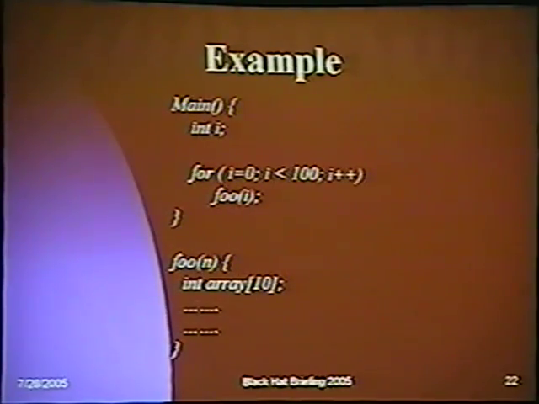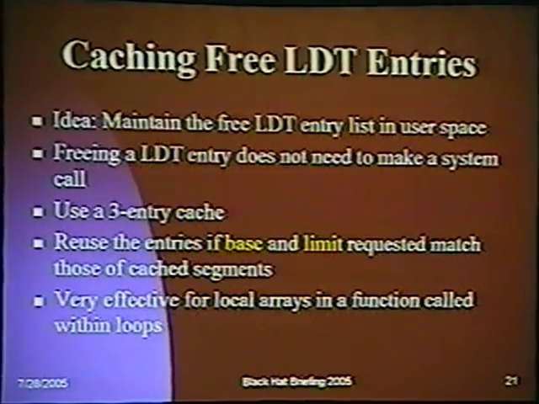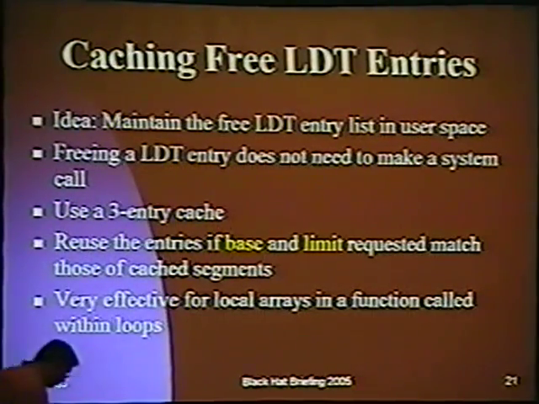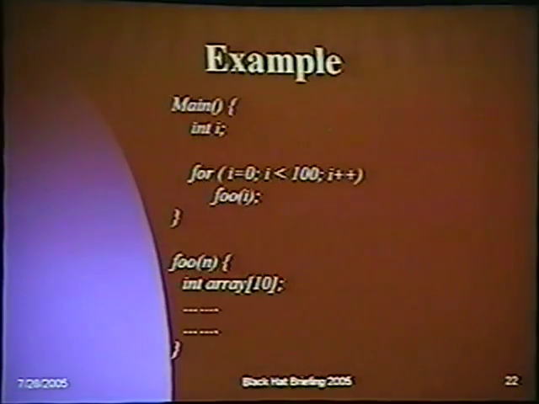But the good news is that this pattern is repeatable. So instead of repeatedly allocating and deallocating by manipulating the LDT entries directly, we keep a user-level cache. If the next request has the same base and limit as the previous one that I deallocated, then I don't have to touch the kernel, because I don't need to rewrite the LDT's segment descriptor table. It's the same. So this idea reduces a lot of the overhead related to LDT modification. It turns out that it's particularly effective for these local arrays within a function, or called within a loop. So that's the example.